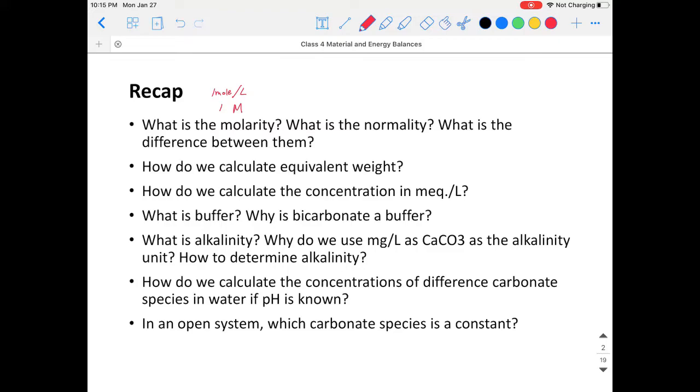So alkalinity means how resistant the solution is in regards to the acid, right? So how we can calculate the concentrations of different carbonate species in water if the pH is known. So we can use the KSP, or the solubility product, to calculate the concentrations of different ionic species. Finally, in an open system, which carbon species is a constant? So this is determined by the Henry's constant, right? So we can calculate the concentration of the carbonic acid.